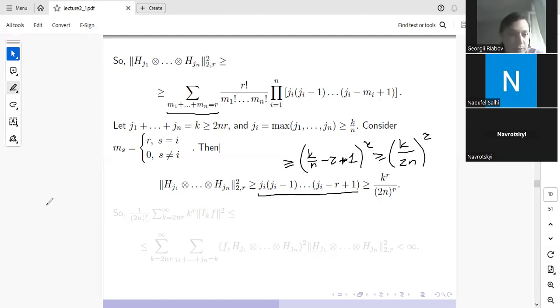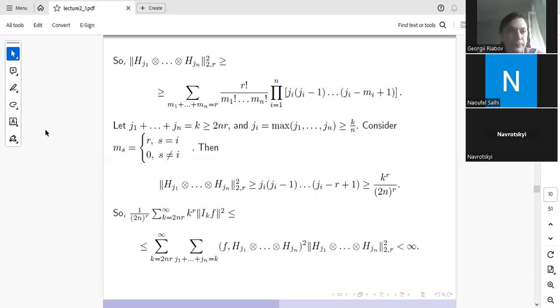Okay, so we have this estimate that for large enough k, this expression is simply less or equal than the norm of f in W_2^{2r} squared. And then it is finite. Okay, so we get a necessary and sufficient condition for when the function belongs to the Sobolev space of type 2r.